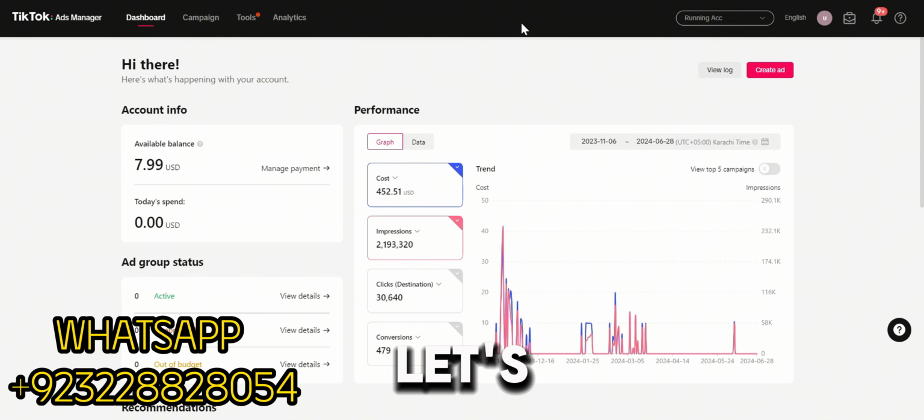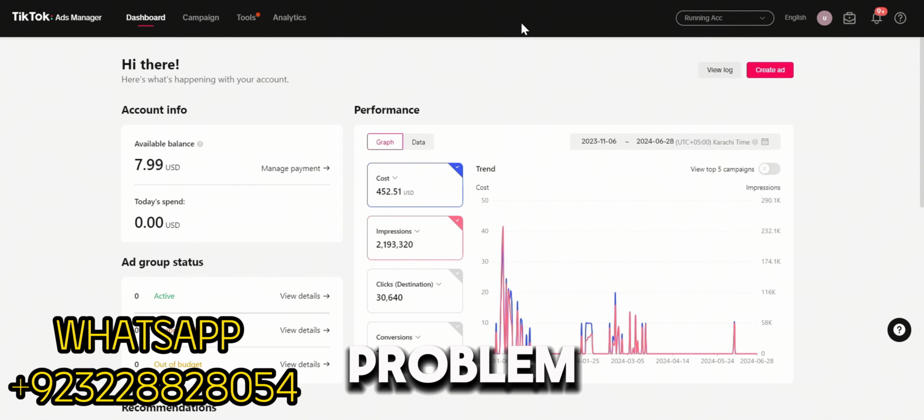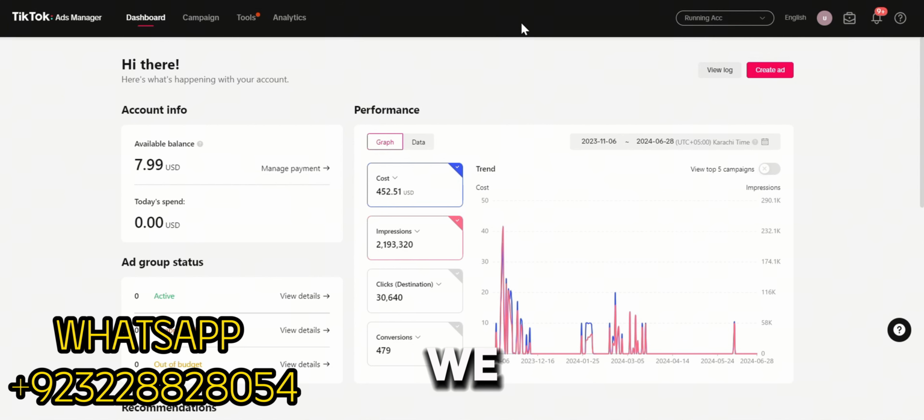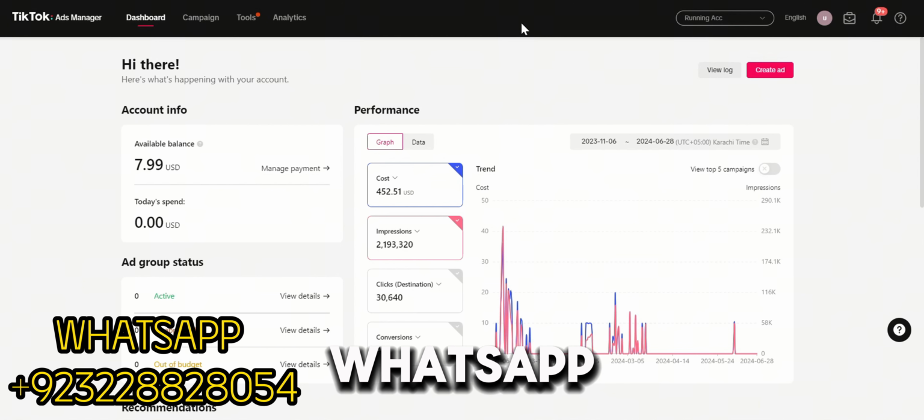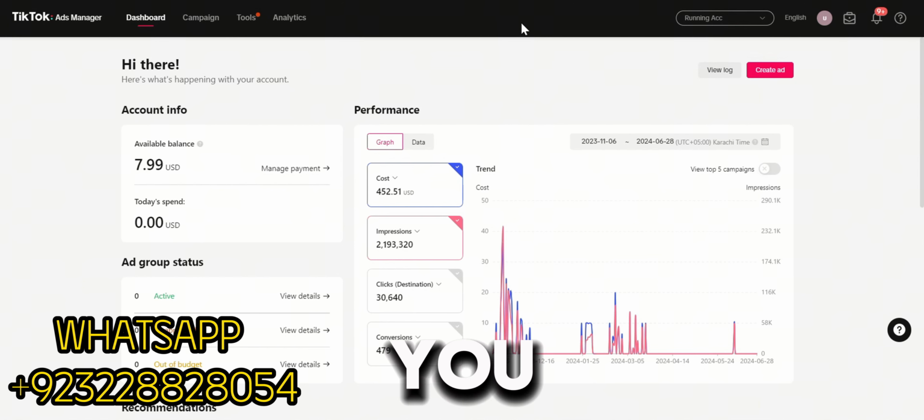Let's talk about the third solution. The third solution is that we run ads for you and we take some percentage as our profit. We will run your ads without any problem and without any suspension issues. We will just run your ads for you and take our percentage. If you want any type of account, or anything from us, you just contact us on WhatsApp. We will explain everything to you in detail.